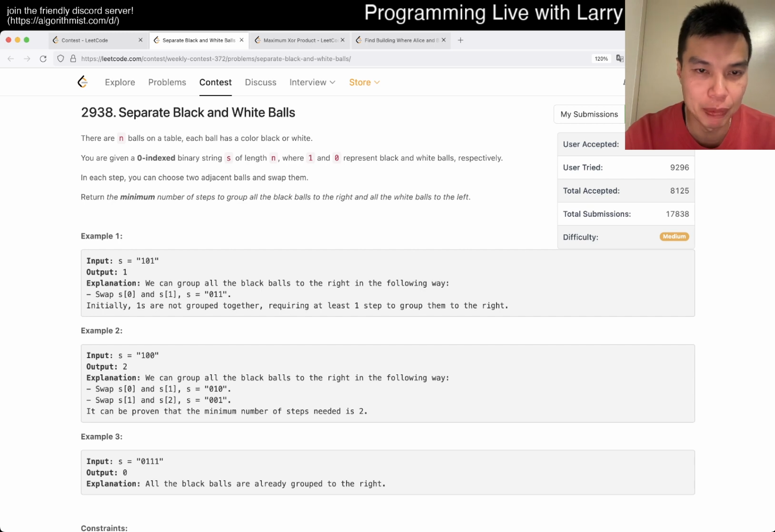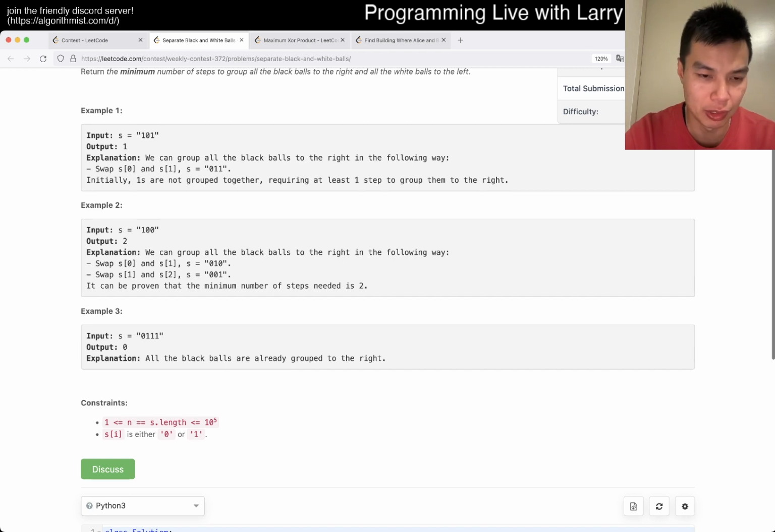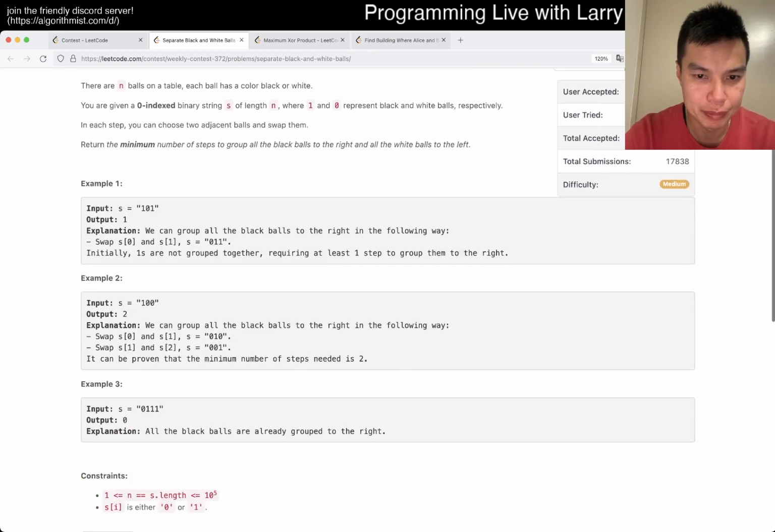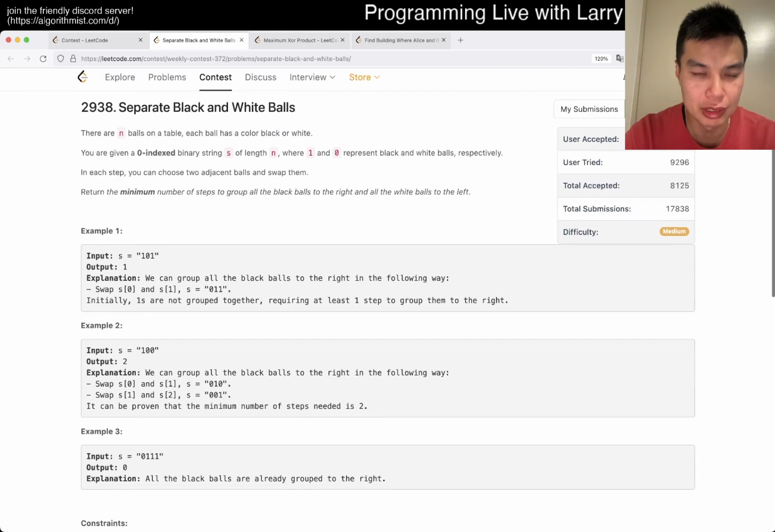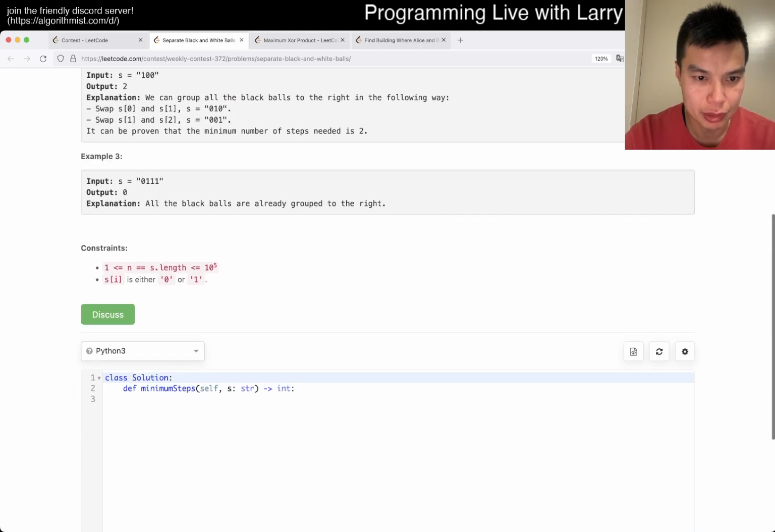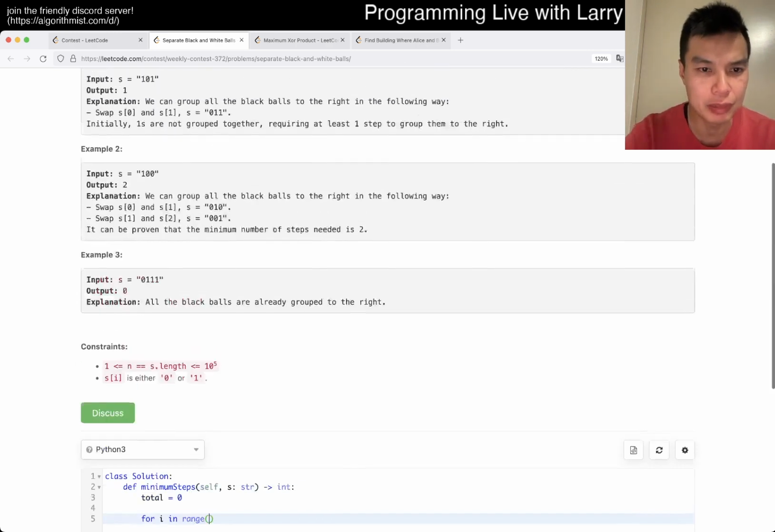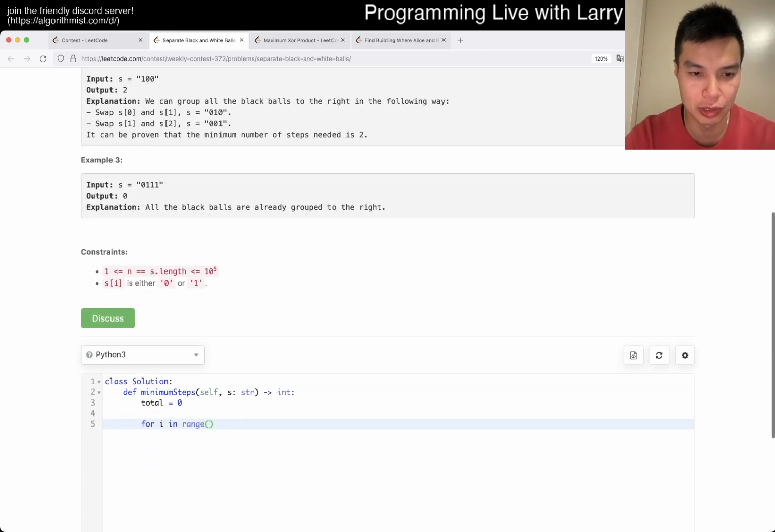M boards on the table. Each board has a color, black or white. Group. So basically, number of swaps. This is like one of those classic insertion sort or merge sort things, right? Maybe? No, it's not even that. It's just counting, right? So yeah, 0, 0, 0. Right, so for I, what do I have to do? Oh, the 0 is still fun, right?